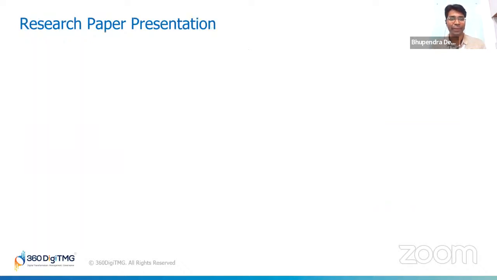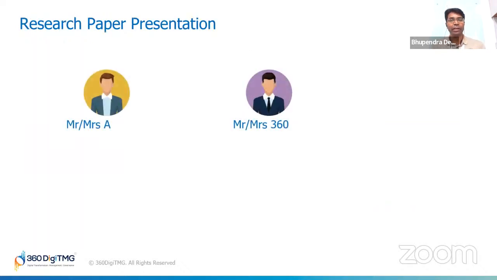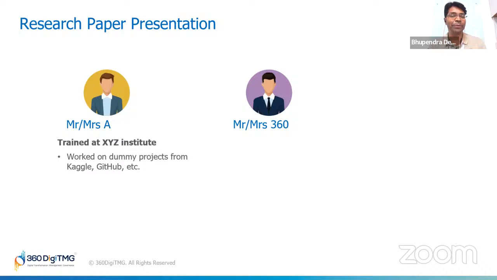Today, when we talk about research paper presentation, let me start by talking about Mr. or Mrs. A. We won't be gender biased, right? And Mr. or Mrs. 360. Here, Mr. or Mrs. A is trained at any XYZ institute, and has worked on dummy projects from Kaggle, GitHub, or YouTube. We all know how these YouTube projects have a number of views. They won't be accepted in your resume.